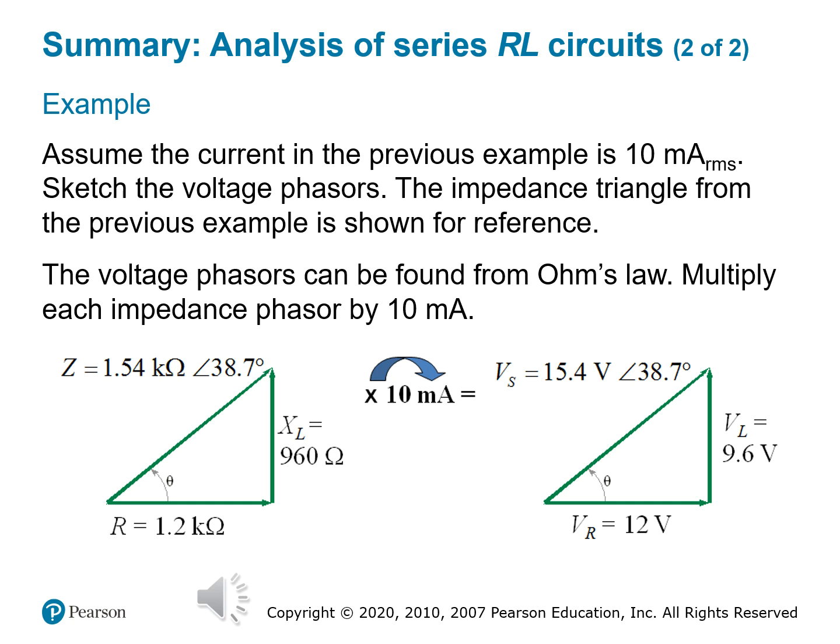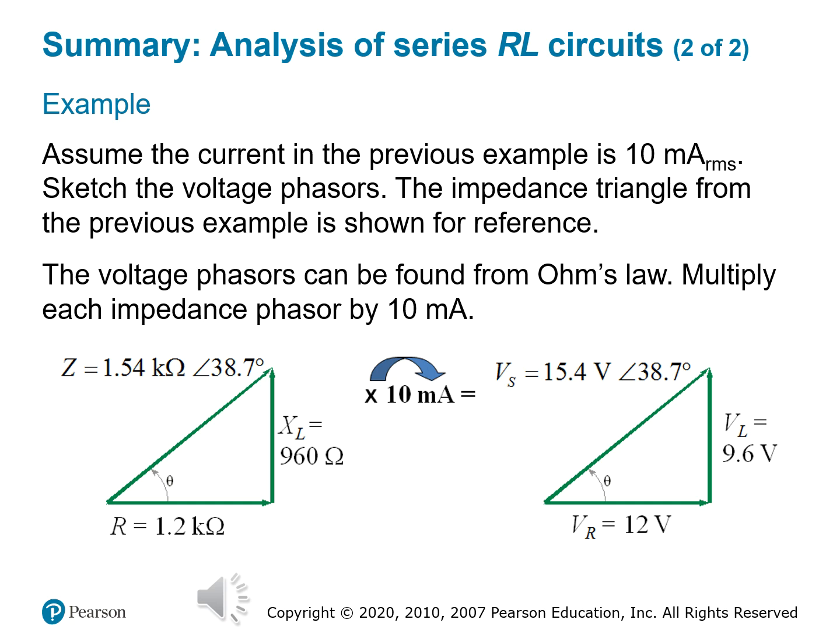From our earlier triangle, total impedance Z was equal to 1.54 kiloohms at an angle of 38.7 degrees. Resistance R was equal to 1.2 kiloohms. The inductive reactance, denoted by X sub L, is equal to 960 ohms, or 0.96 kiloohms. So let's assume that I is equal to 10 milliamps RMS for this example. How do we find the voltage phasors? We can just apply Ohm's law. Remember, V is equal to I times Z.